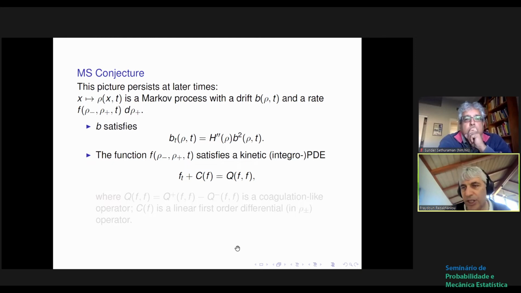A kinetic type equation that, if you're familiar, would look like the Boltzmann equation. And in fact, the Boltzmann equation is not the right class of examples to compare with. That would be a Smoluchowski equation.